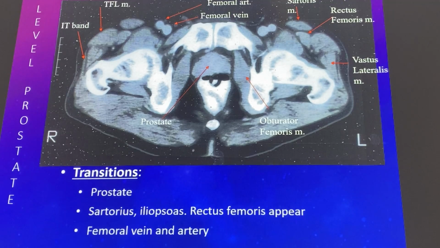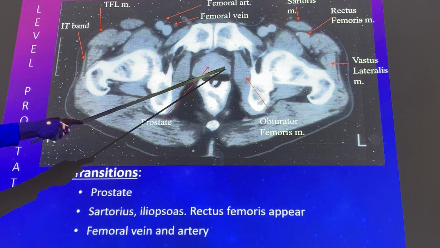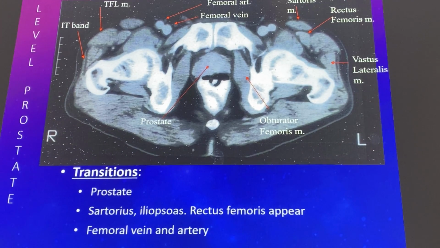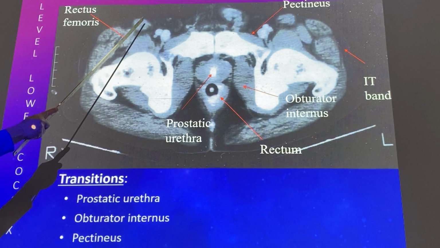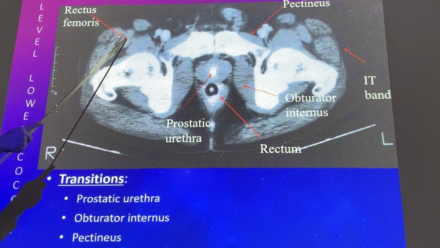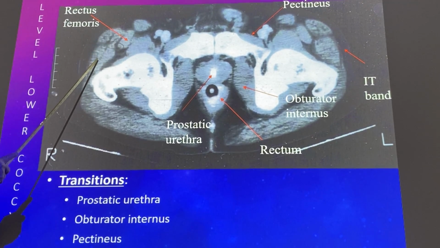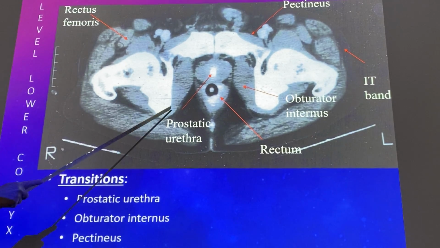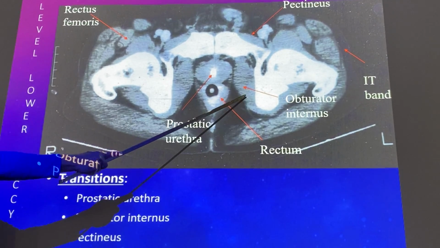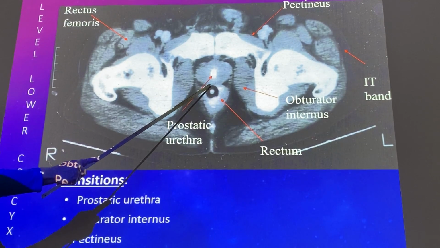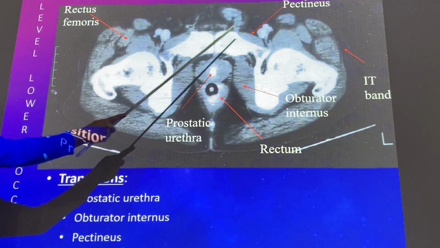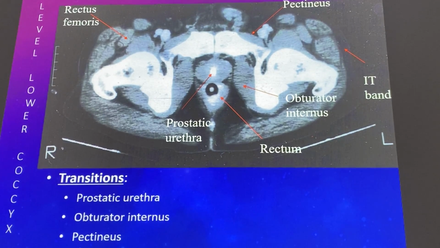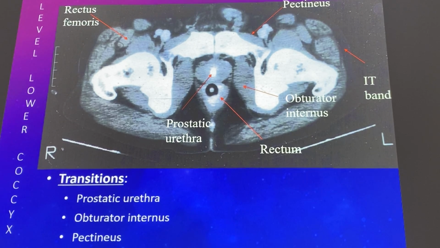Oh, let me go back. Prostate over here, homogeneous density on the male. Down here is going to be the rectum. The only difference over here, a little bit more detail, the muscles, once again, iliopsoas. Here, sartorius, rectus femoris, IT, or the TFLs over here. Gluteus maximus, obturator internus, both sides. Prostate, contrast fill, prostatic urethra. Pectineus is found anterior to the symphysis pubis.